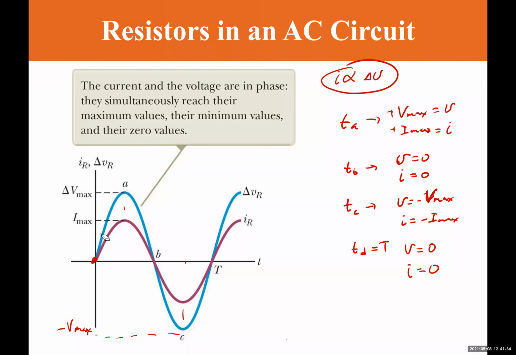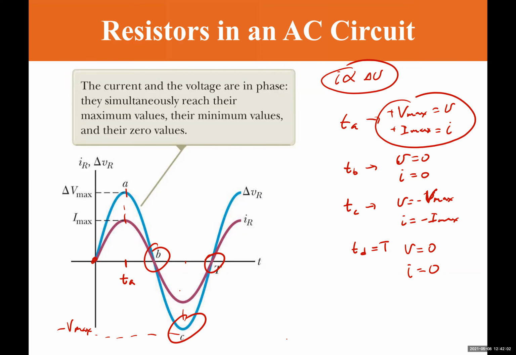That means their crests always reach at exactly the same time. That means here you have both Vmax and Imax exactly at the same time, they both reach the maximum. And exactly at the same time, they reach 0. Exactly at the same time, they have maximum negative direction. And exactly at the same time, they complete one cycle and things like that.